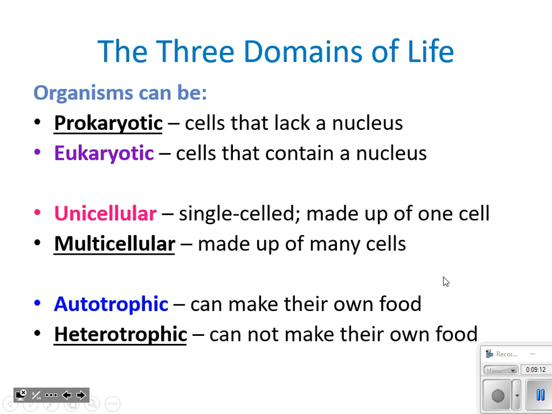I cannot make my own food. I can grow my own food. I can put my food into a microwave and cook my own food, or I can cook it on a grill or on a stove. However, my body does not make the food. I have to get my nutrients through my diet. So I am a heterotroph.